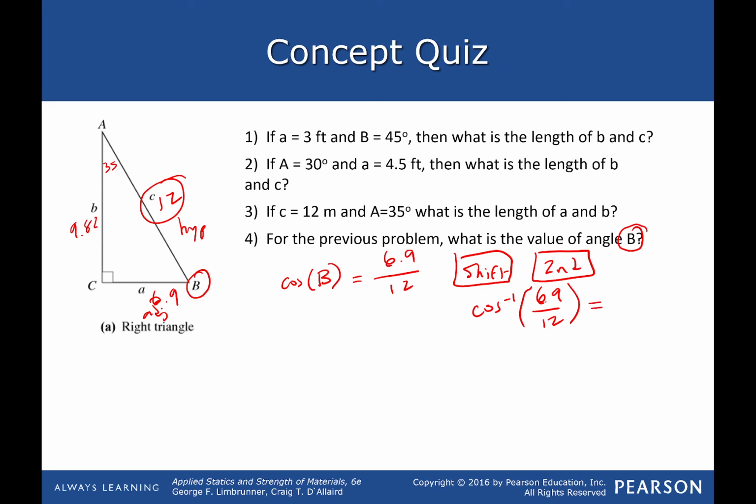So I'm going to do that right now. I'm going to hit Shift, cosine, 6.9 divided by 12. And what I get is that that's equal to 54.9 degrees. 54.9 degrees. It's actually technically 55, it's just I rounded my numbers here and that threw it off just a little bit.